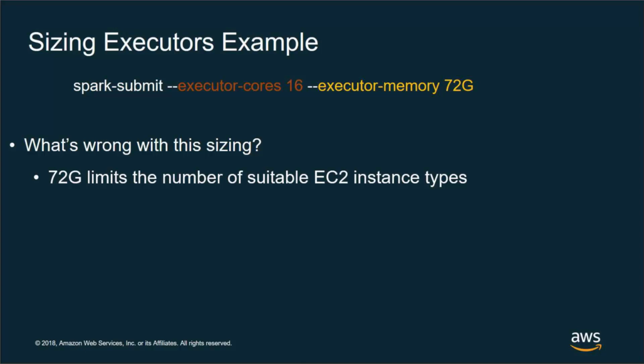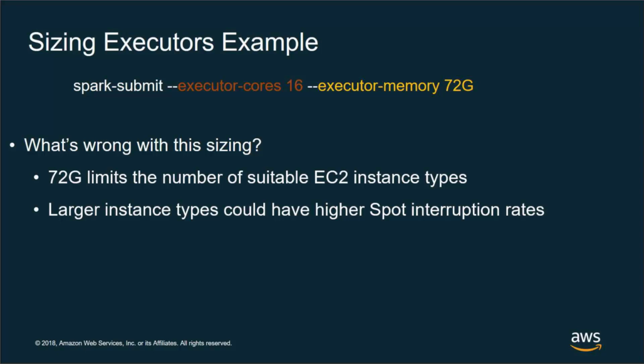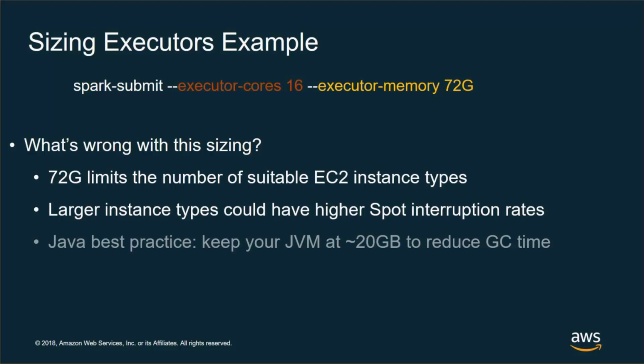Some of the time, those larger instance types with a large amount of memory would have higher Spot interruption rates. So if we're able to decrease the size of our executors, we would be opening the door and tapping into a lot more capacity pools with lower interruption rates. And generally speaking, as a Java best practice, just to reduce the garbage collection time, you would want to keep your JVM size to around 20 gigs, whereas it would take a long time for GC on executors with 70 gigs of memory.